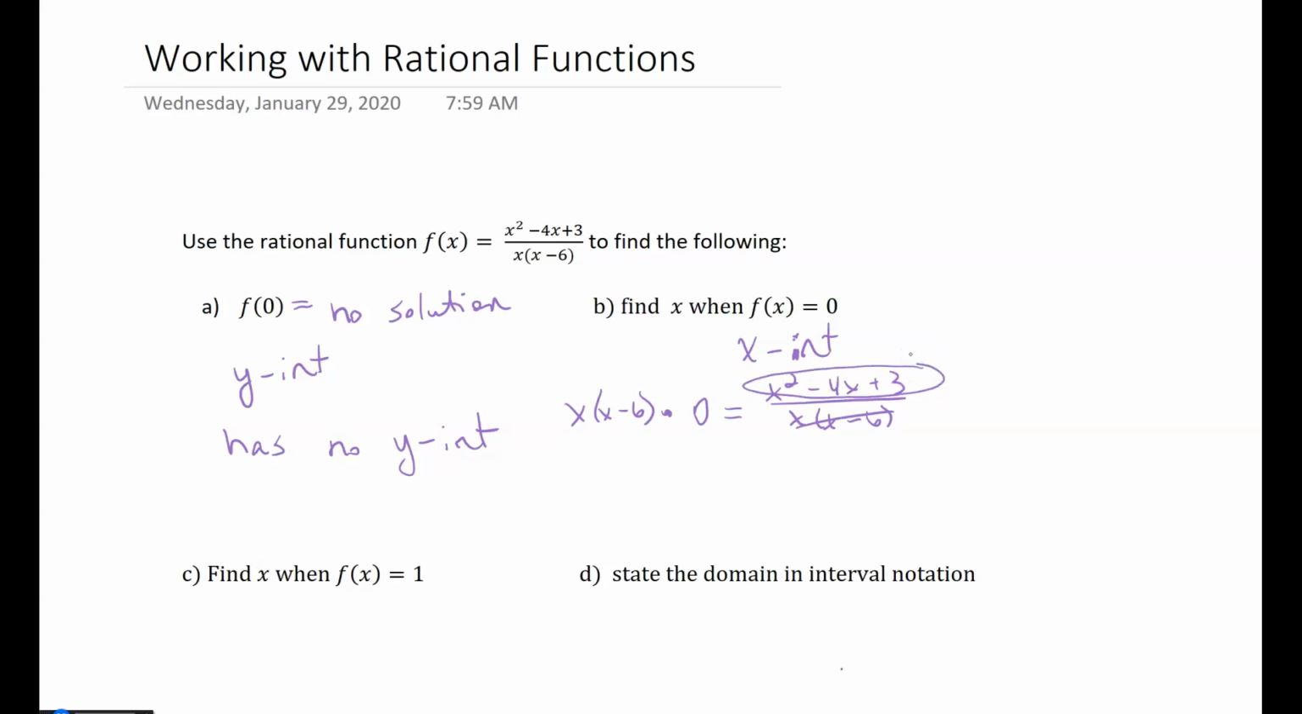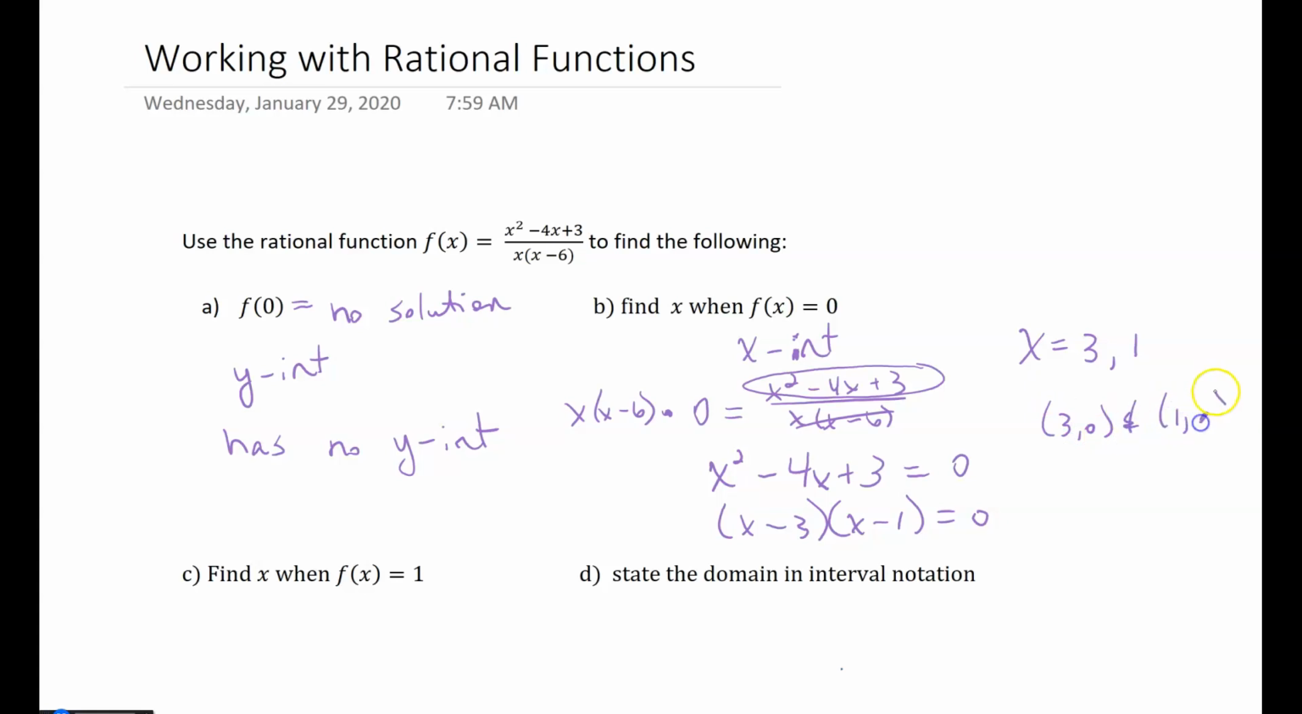Okay, so since that's the case, I'll just take the numerator. X squared minus 4x plus 3 is equal to 0, which then factors into x minus 3, x minus 1 equals 0, and then giving us x equals 3 and 1. So those are our two x-intercepts, or the points 3, 0 and 1, 0.